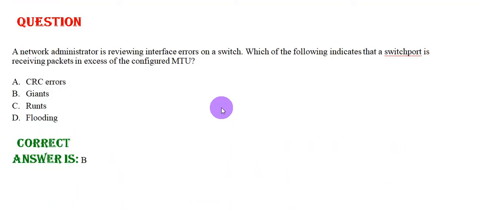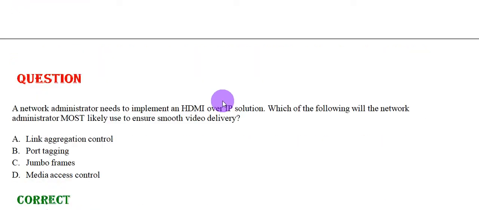A network administrator is reviewing interface errors on a switch. Which of the following indicates that the switch port is receiving packets in excess of the configured MTU? Option A, CRC error. Option B, giants. Option C, runts. Option D, flooding. The correct answer is option B.